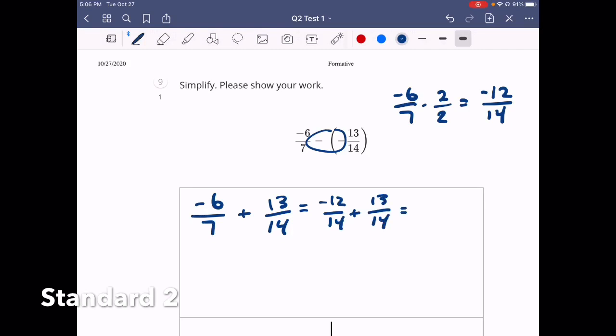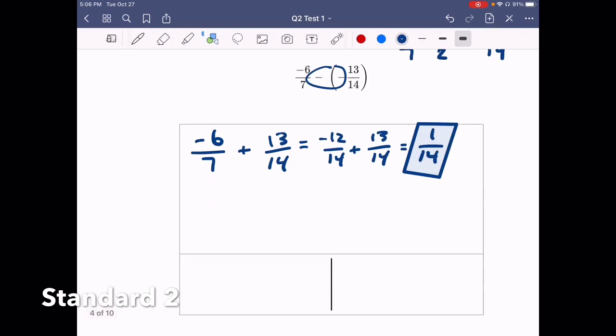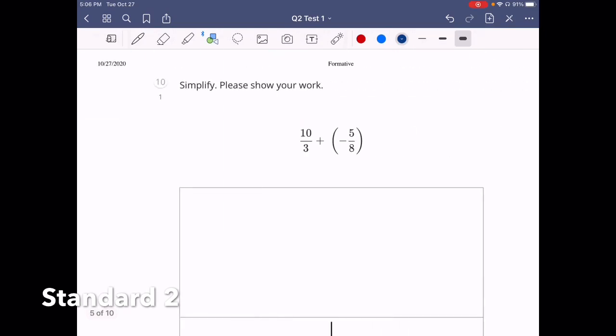And when I'm adding fractions, I don't change the denominator. So that's going to be 14. Sorry, I think I said negative 14. That's just going to be 14, right? Because I have 14, 14, and 14. So now I just add the numerators. Negative 12 plus 13 is 1. So I have 1/14 is my answer, right? That's it for that.